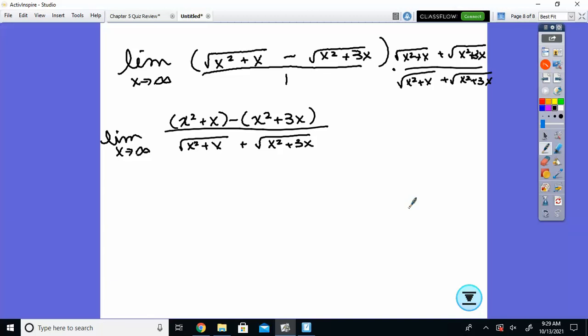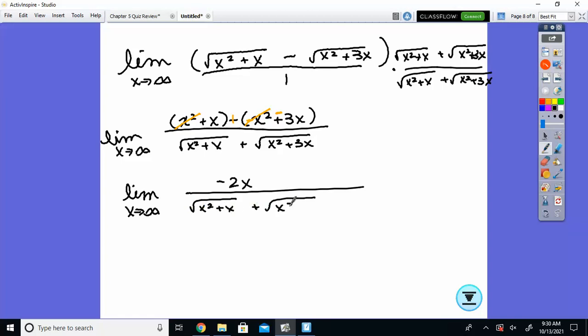Okay. What do I need to do right now? What should I do with this minus? Okay. Then positive x squared and negative x squared cancel. Positive x minus 3x is negative 2x. Okay.